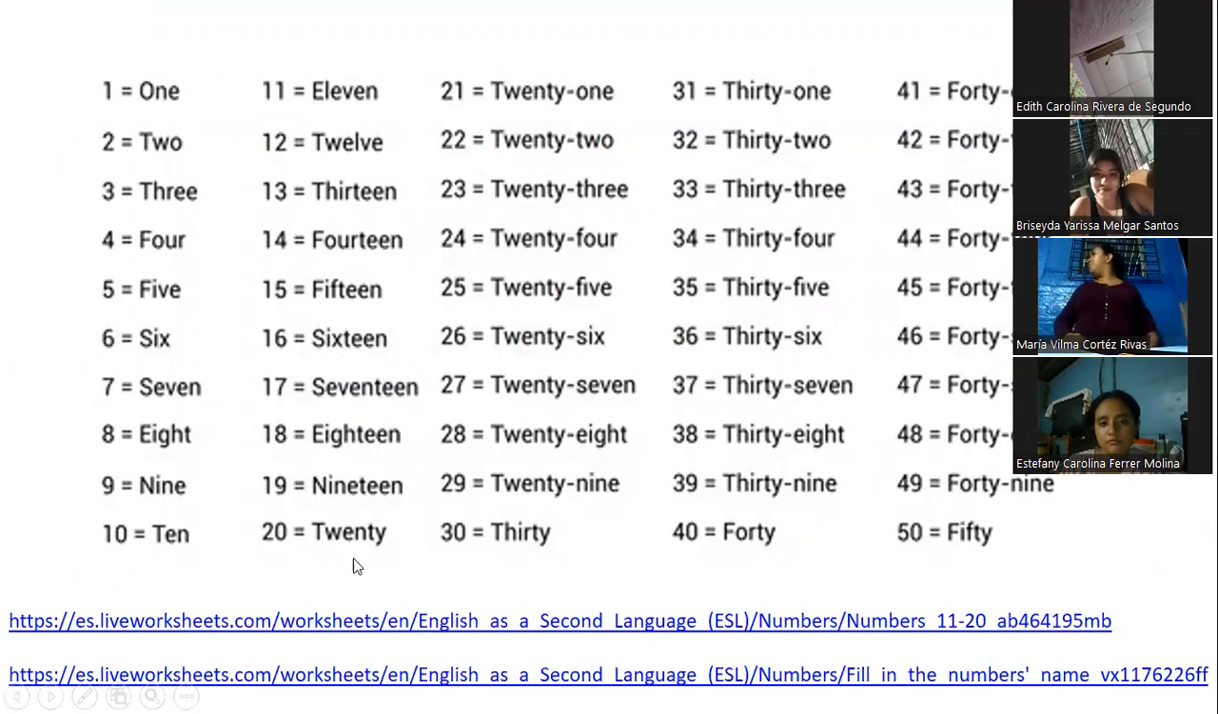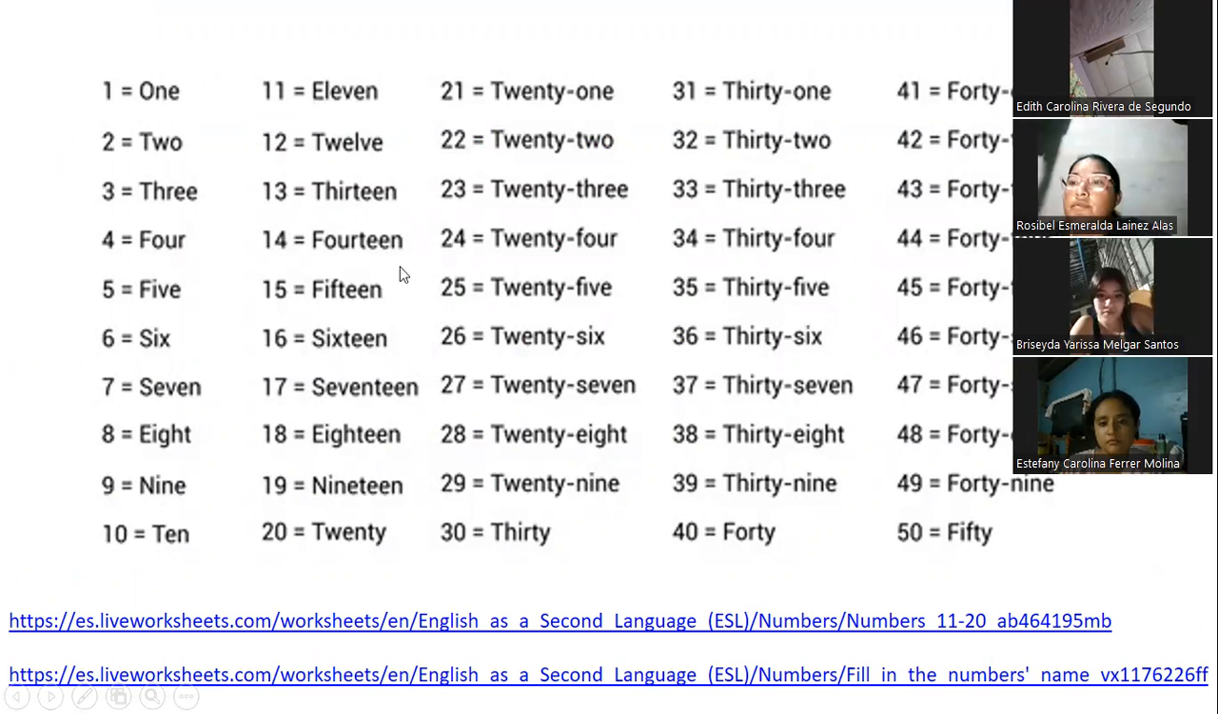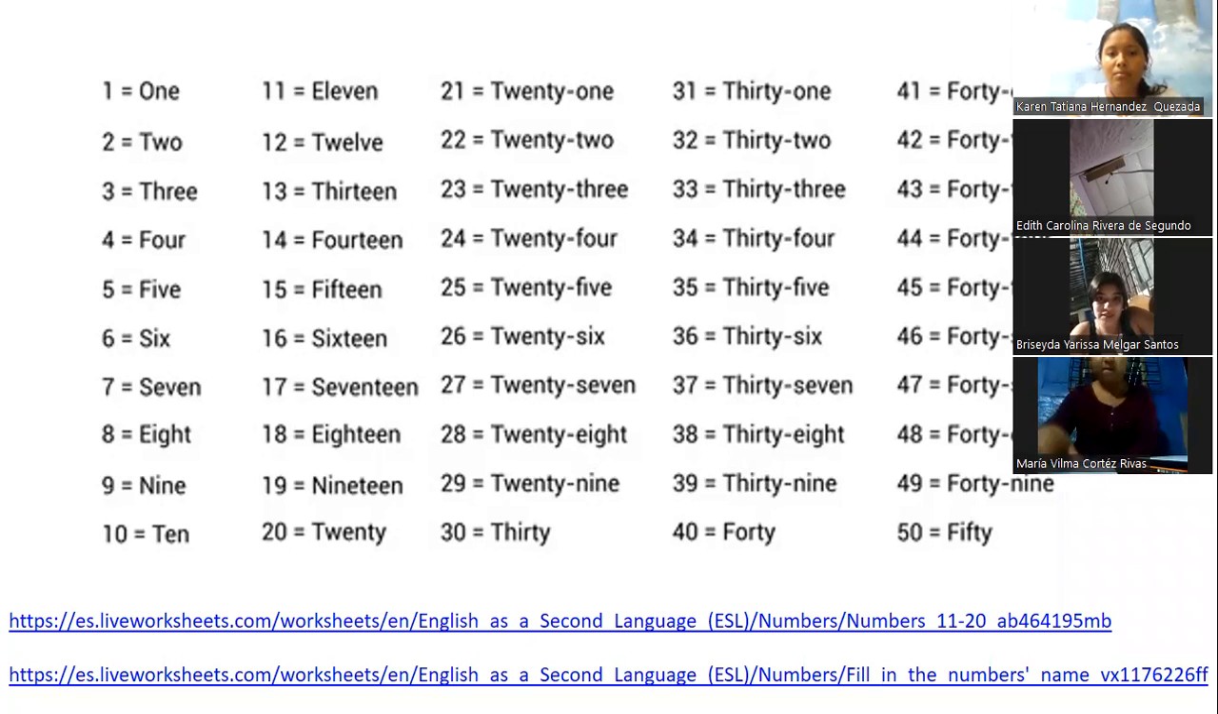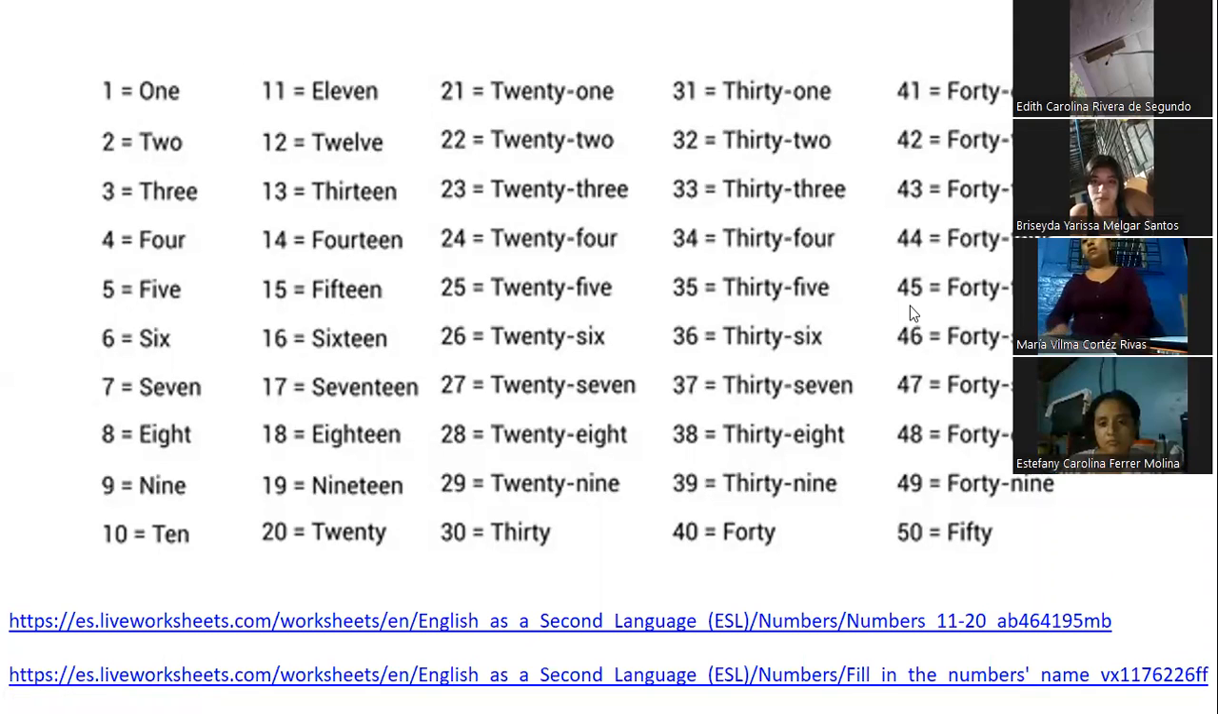Who wants to try the numbers from 11 to 20? María Vilma. 11, 12, 13, 14, 15, 16, 17, 18, 19, 20. Okay, thank you. From 21 to 30. Let me see. Rosibel. 21, 22, 23, 24, 25, 26, 27, 28, 29, 30.